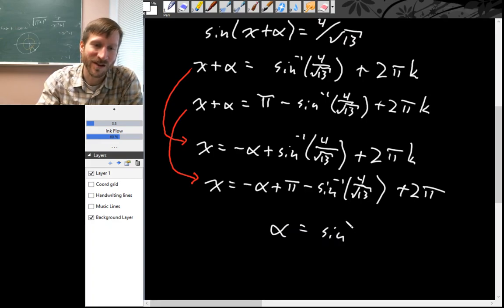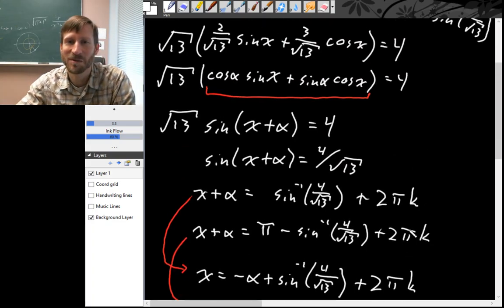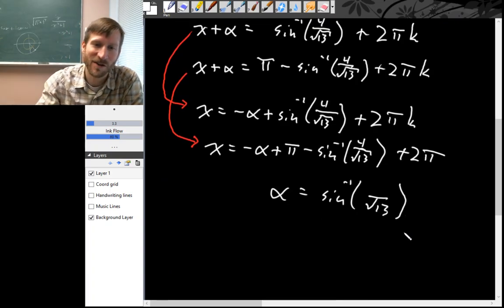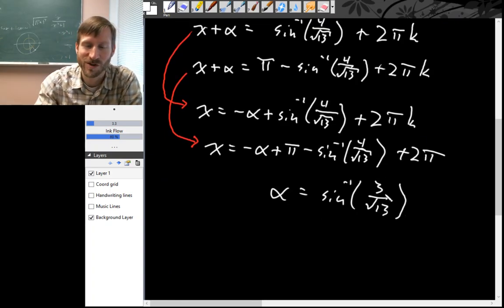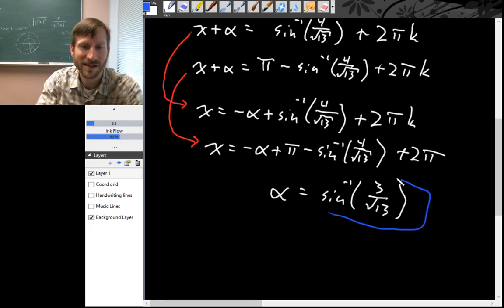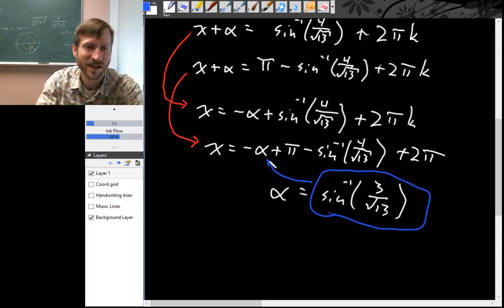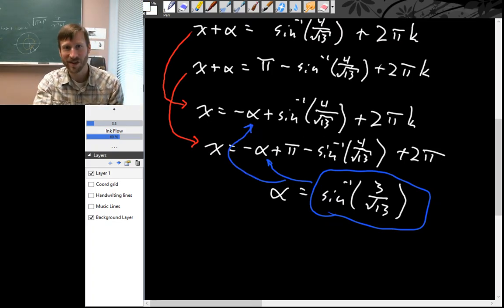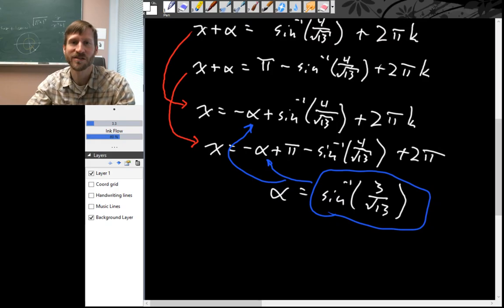And remember that alpha, we know what alpha is. It's the inverse sine of something over root 13. I'm not remembering at the moment. We can scroll up a bit. 3. So alpha was inverse sine of 3 over root 13. So in our solutions, we could replace alpha with this inverse sine here, and then punch all this into a calculator if we needed decimal approximations.